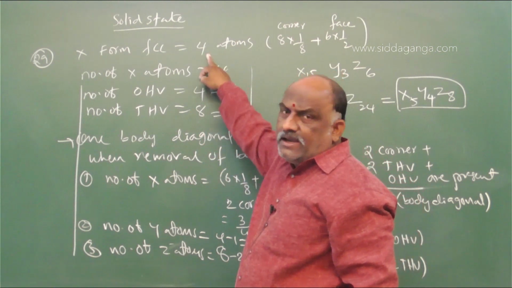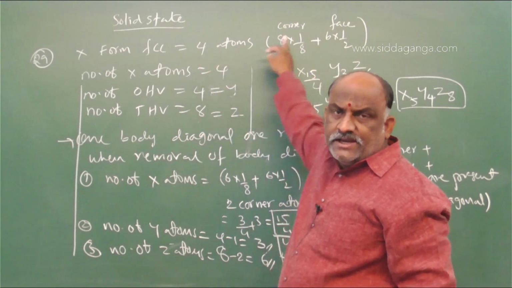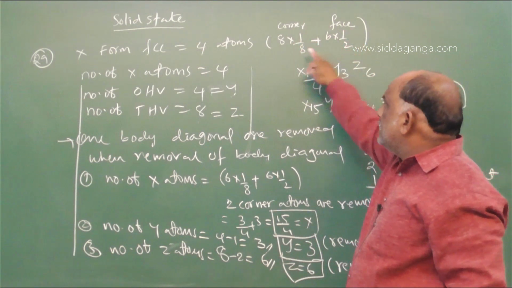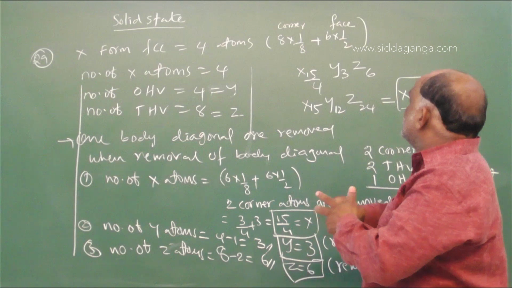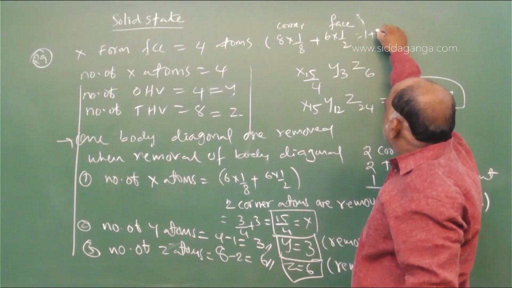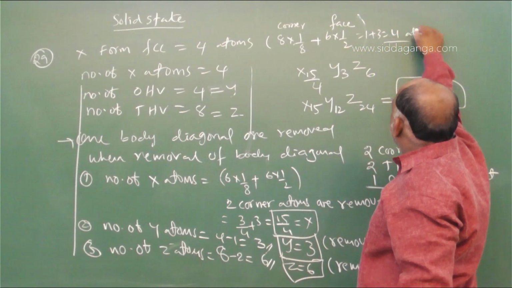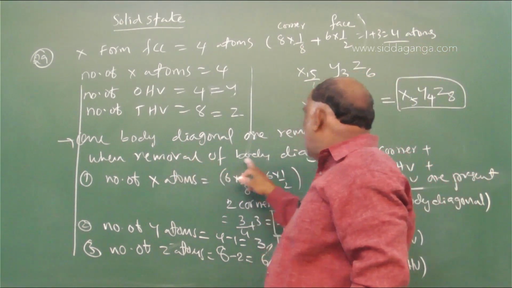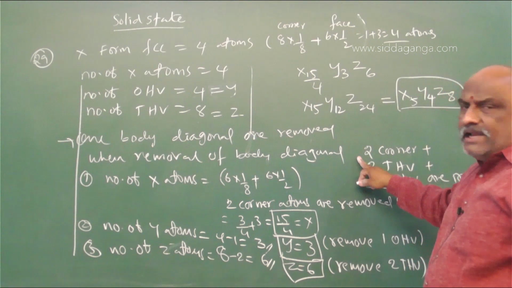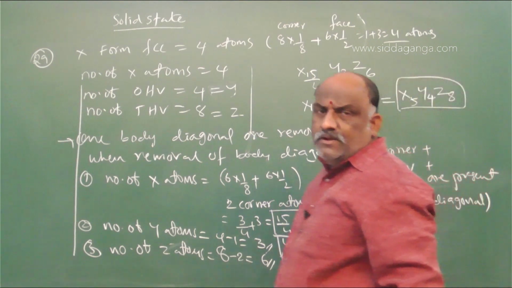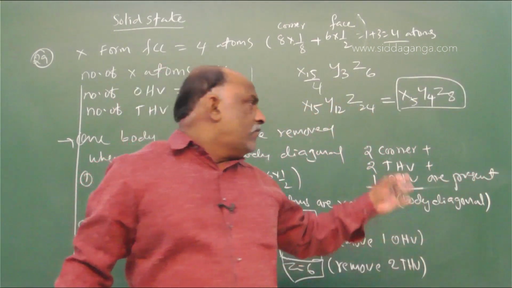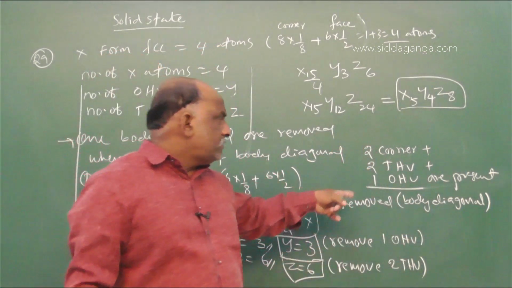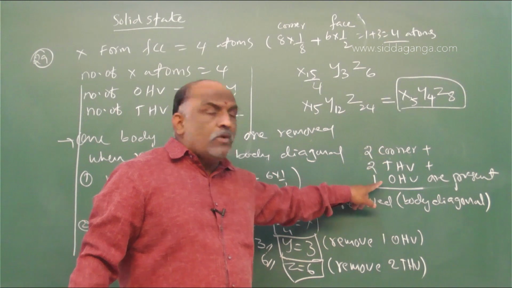How do we calculate 4 atoms? 4 atoms means 8 corners, 8 into 1 by 8, plus 6 faces, 6 into 1 by 2. So total 1 plus 3, which is equal to 4 atoms. Now the body diagonal is removed. When the body diagonal is removed, what does it contain? 2 corner atoms, 2 tetrahedral voids, and 1 octahedral void. So remove 2 corner atoms, 2 tetrahedral voids, and 1 octahedral void.